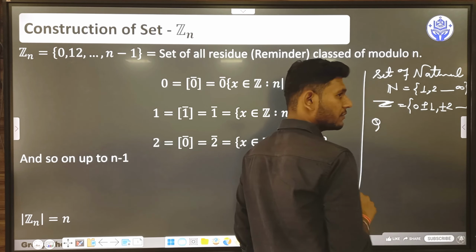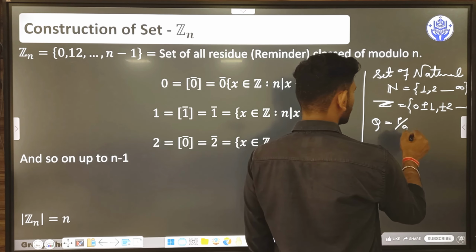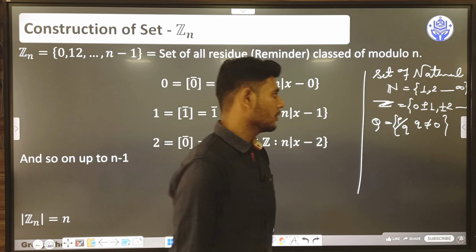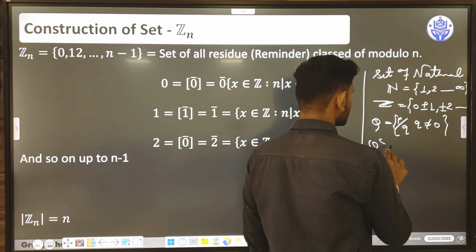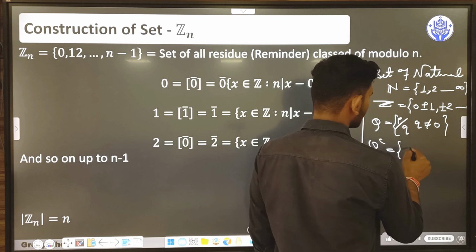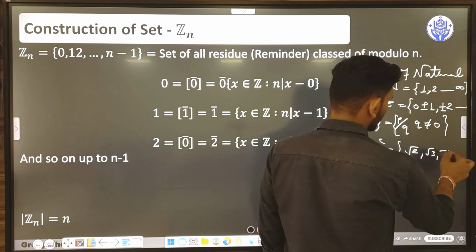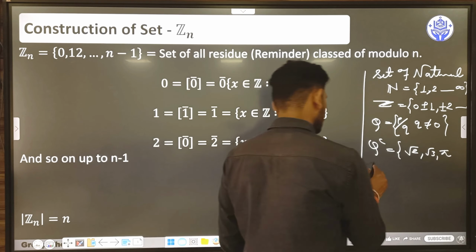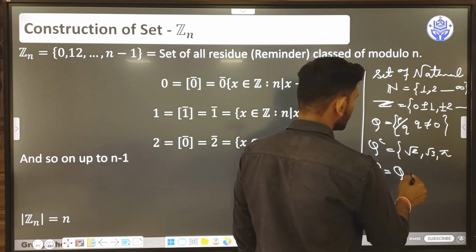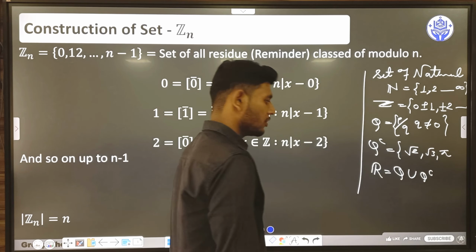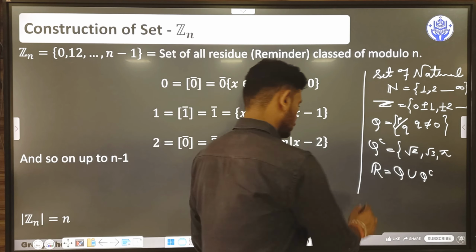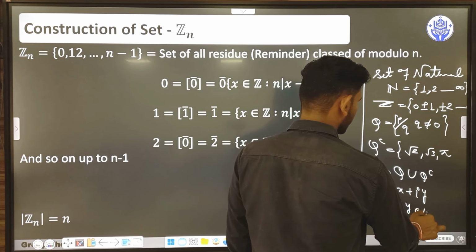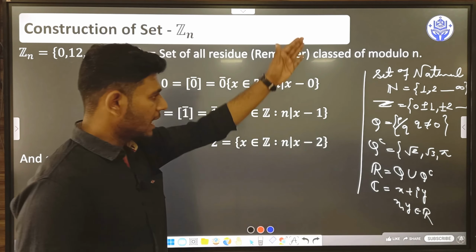Then we define Q, that is the set of p by q, where q does not equal 0, and p and q are relatively prime. After that, Q complement is all the irrational numbers, like root 2, root 3, pi, whatever values we take inside the irrational numbers. The set of real numbers is nothing but Q union Q complement. And the set of complex numbers is x plus iota y, where x and y belong to the real numbers. So these are the basic sets.